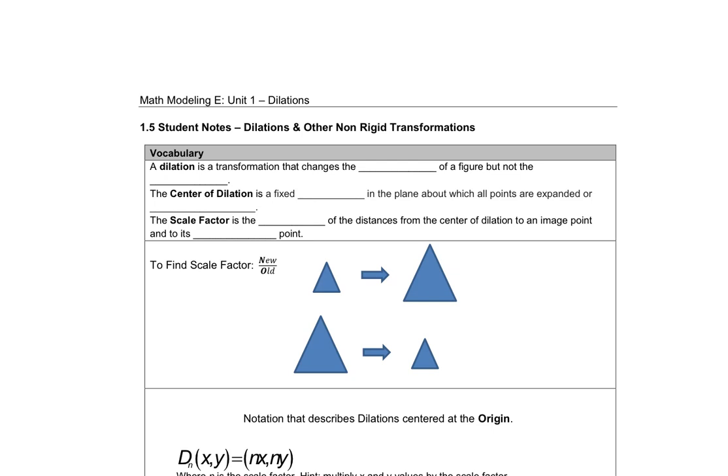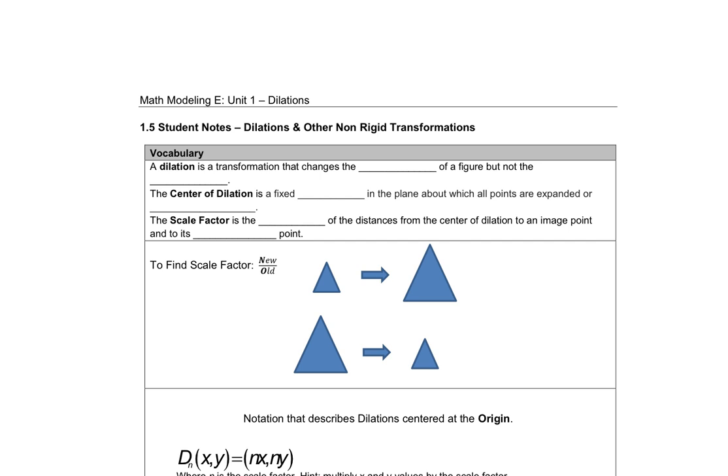Okay, the last part of Unit 1 is doing 1.5 dilation notes. Today we'll do 1.5, we'll do some vocabulary words, and then we'll get into some examples and what exactly dilation does for your transformation. Okay, so let's start with some vocabulary.